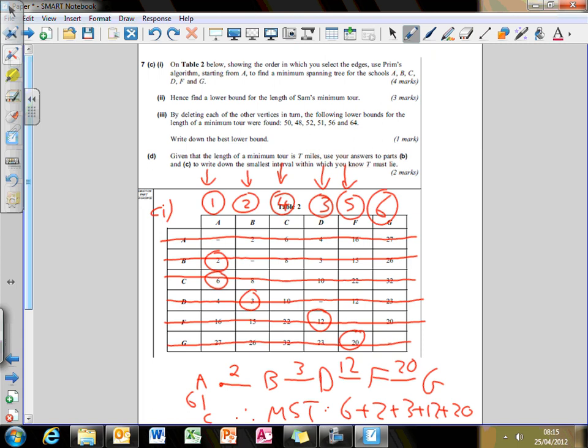So this time, these are all the lower bounds here. Because these might not exist, you want to write down the best lower bound. The best lower bound is the largest number. So the answer to C part 3 is simply 64.